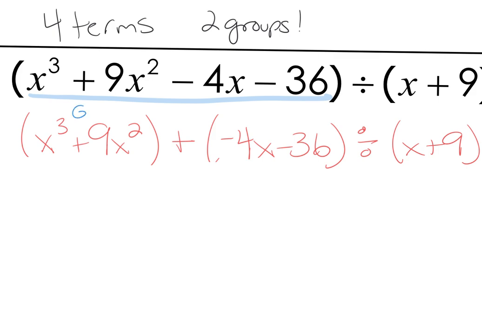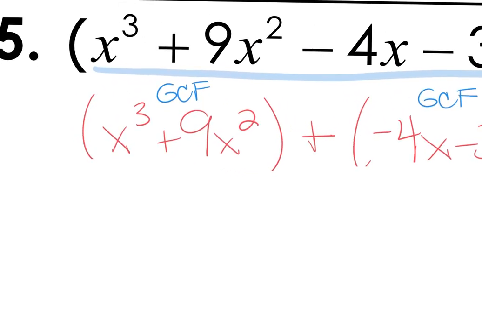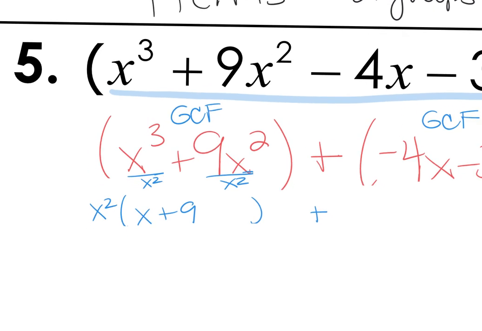We need a GCF of each group. So looking at my first group, Kelsey, do you think you know what the GCF of that would be? X cubed plus 9x squared? X squared, good. So we take out an x squared, divide by x squared, divide by x squared. You get x plus 9. Okay, I'll bring down that plus sign.